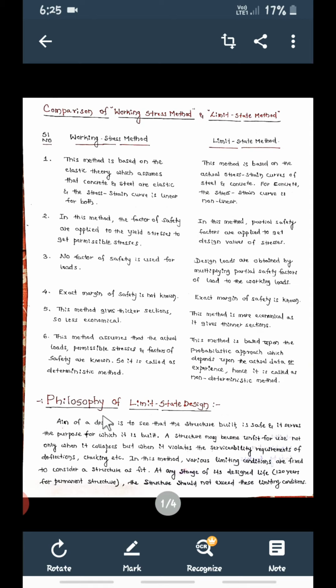Then what is the philosophy of limit state? Why are we using this limit state? As we know, the aim of our design is to see that the structure built is safe and serves the purpose for which it is built. So the main aim is that whatever structure we are going to build should be safe, and the purpose for which it is constructed has to be served. That is the philosophy of limit state.